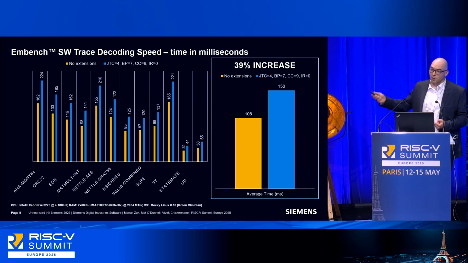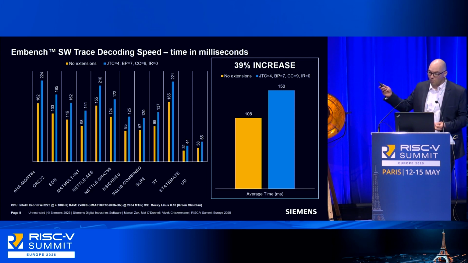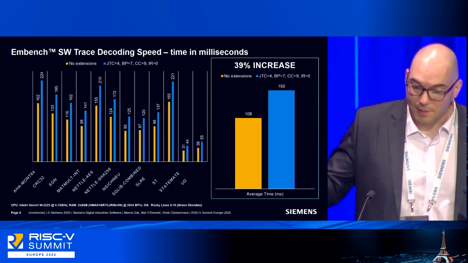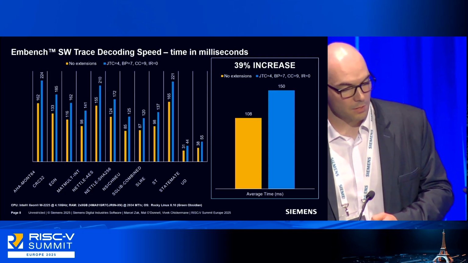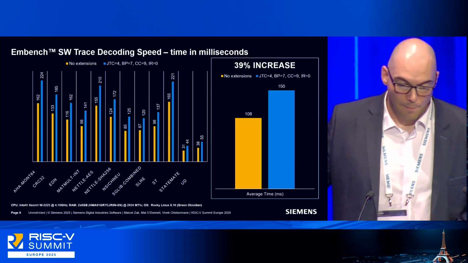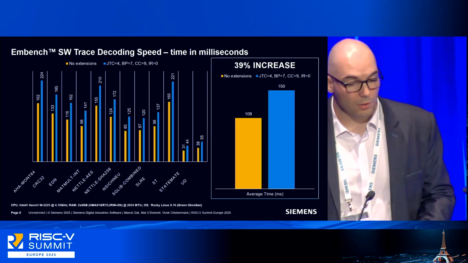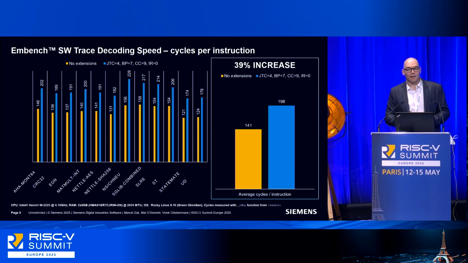This chart shows the decoding times in milliseconds across the same M-bench tests. The yellow bars represent the decoding times with extensions disabled, while the blue bars show the decoding times with extensions enabled. As you can see, across all tests using optional extensions results in slightly longer decoding times. Looking at the summary on the right, the average baseline time is about 108 milliseconds, increased to 150 milliseconds when utilizing the optional extensions. Next, let's look at how many CPU cycles are required per reconstructed instruction address.